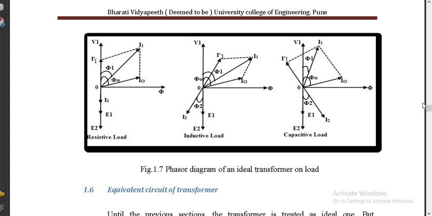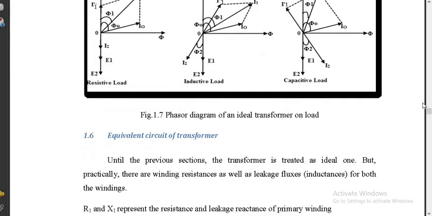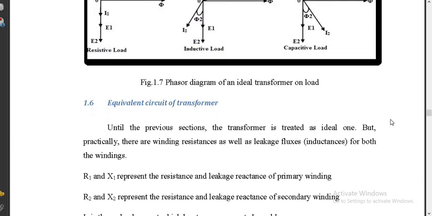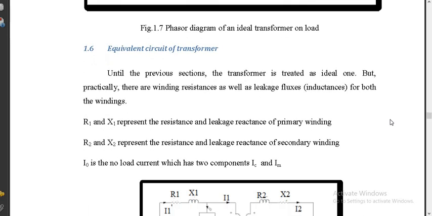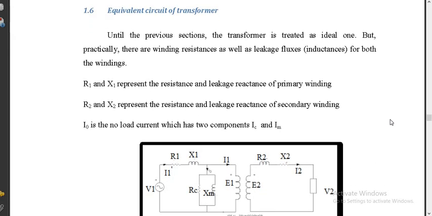Okay. Now let me proceed for today's lecture. Let me go to now equivalent circuit of transformer. Now when I say equivalent circuit of transformer, basically what I am doing is I am treating the transformer as an ideal transformer, and the lacunas in it or the losses in it or any negatives in it, I am just showing it outside so that I am showing that transformer as flawless.